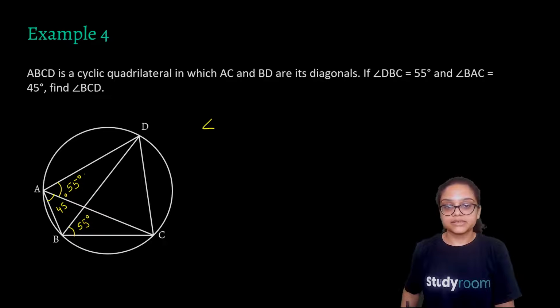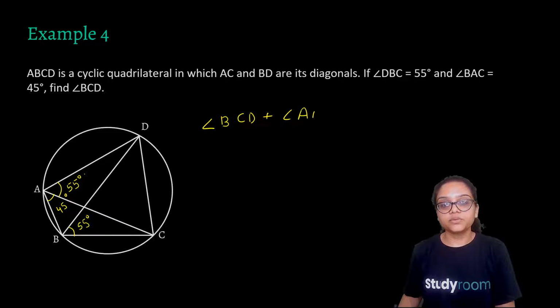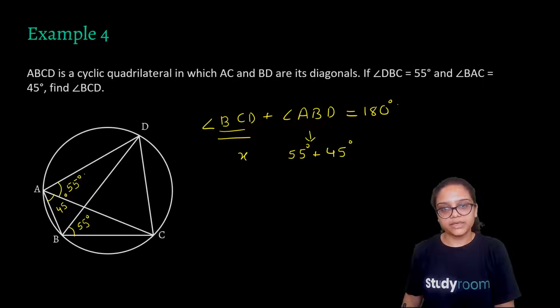Okay. So now we know this angle and this angle, which we need to find. Angle BCD plus angle ABD would be equal to 180 degrees. We have already learned that cyclic quadrilateral opposite angles sum up to 180 degrees. So we need to find this, and what is this? 55 plus 45. Okay, we can name it X, suppose, and it is equal to 180.